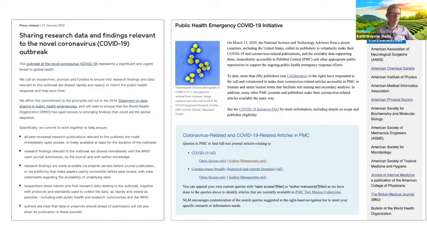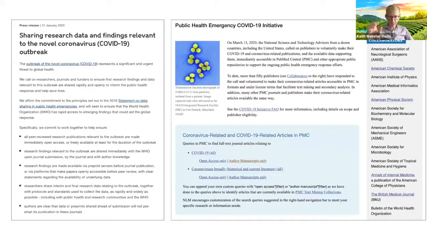Fast forward a few weeks to March of this year, to the right-hand panel, which reports on a commitment made by the chief scientists of 12 countries, including the United States, through which they called for open access to publications and machine-readable access to research data. Next slide.